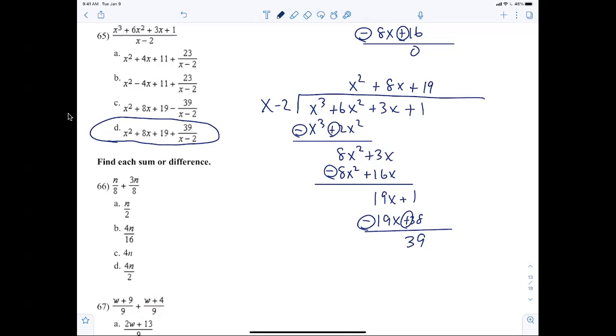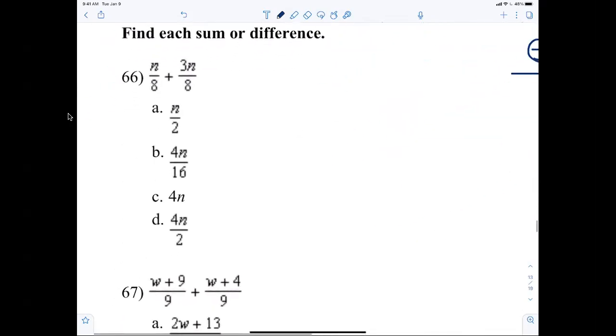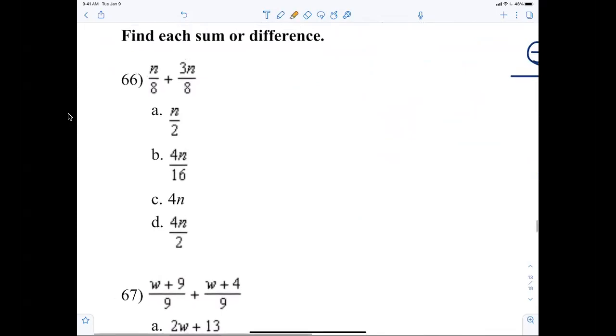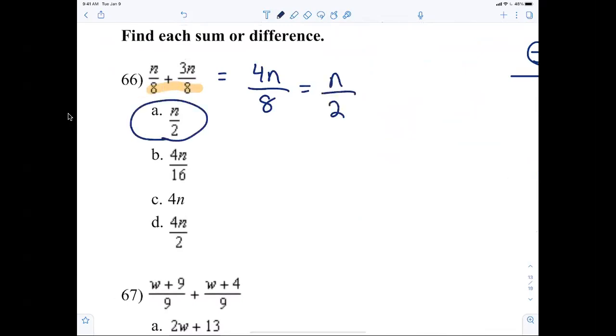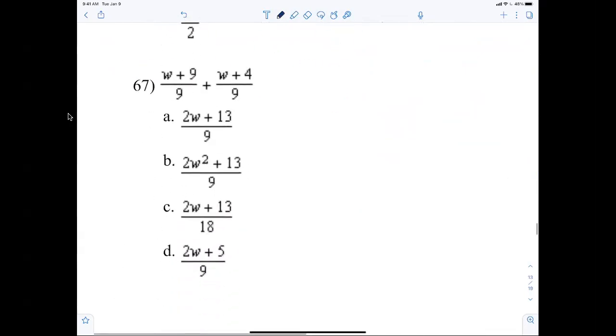Now, 66. This is nice because it already has a what? Common denominator. So we just say it is 4n over 8. Nice here, common denominator. w plus w plus 13. Stop. w plus 13.